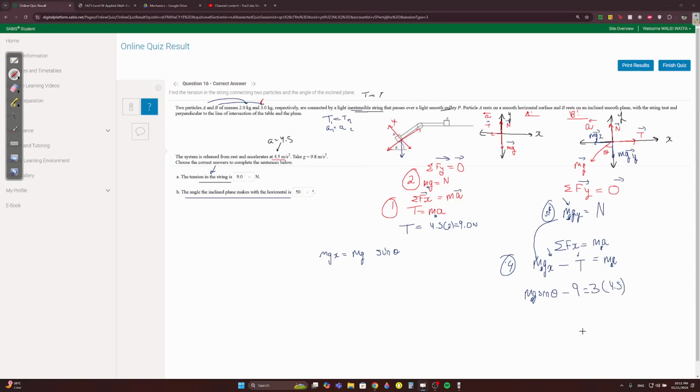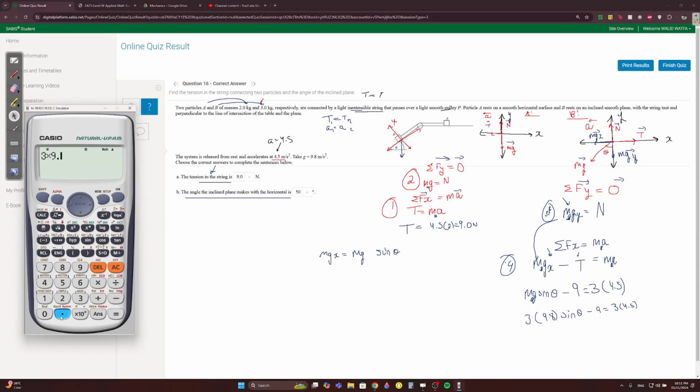MB is, we said, 3. G, we said it's 9.8. Sine theta minus 9 is equal to 3 times 4.5. You put this in your calculator, you're going to get theta. So, 3 times 9.8, right? Sine theta. So you get 29.4. I just want to make my life a bit easier.